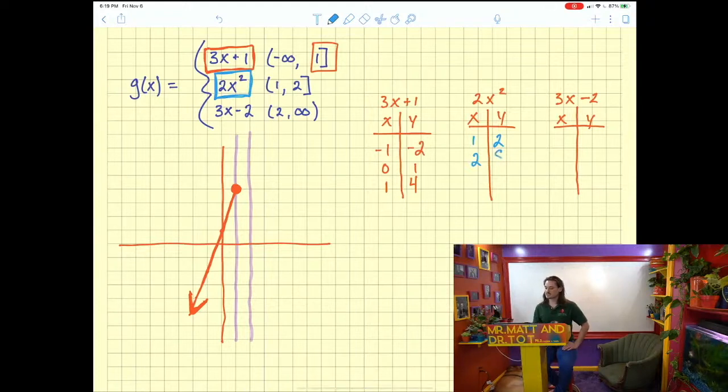So at x is equal to 1, and we are exclusive at that endpoint, so we're going to have a hollow dot at (1, 2). But we're going to have a solid dot because we're inclusive at the other endpoint at (2, 8). And this is an exponential function, so it's going to be a little bit curved like this.